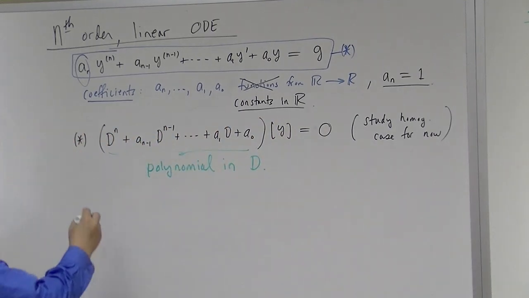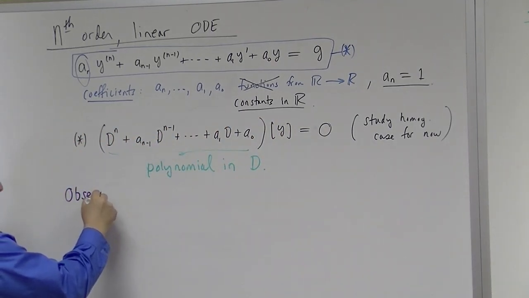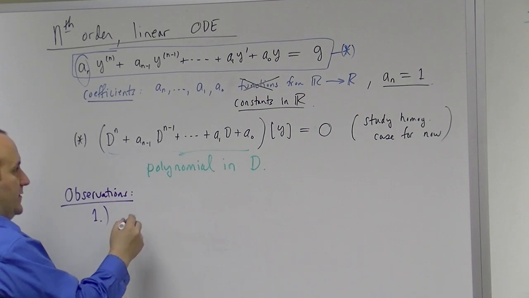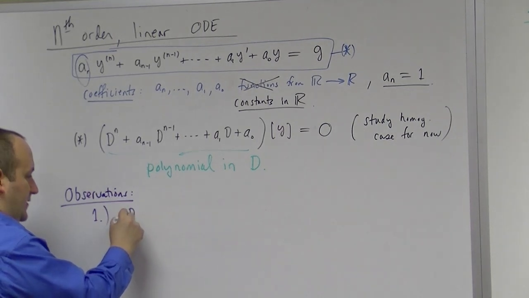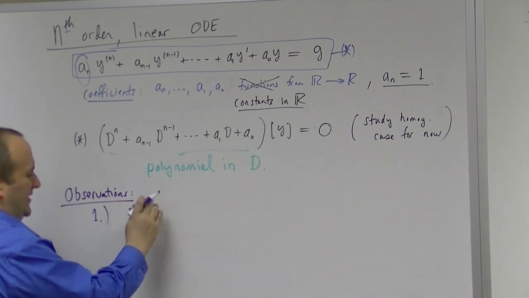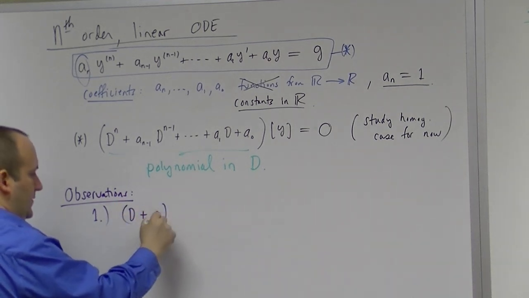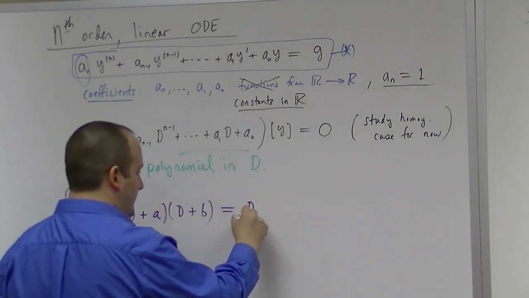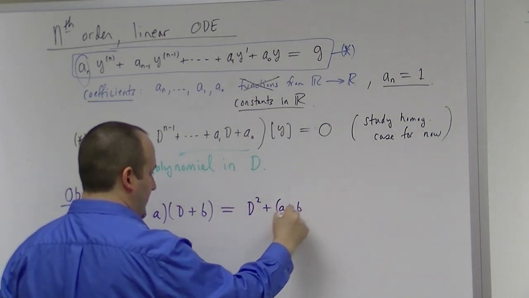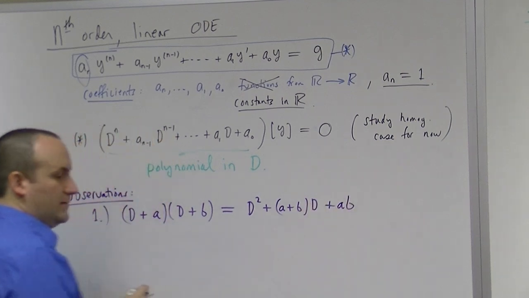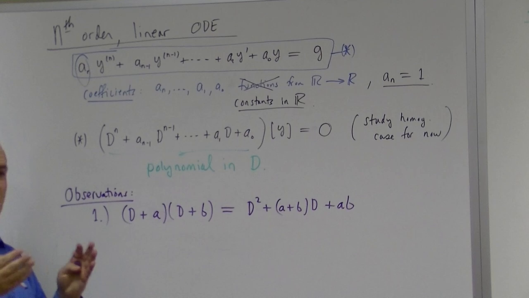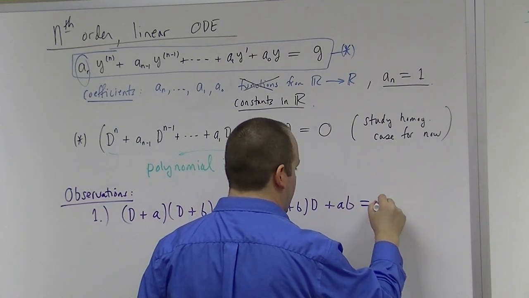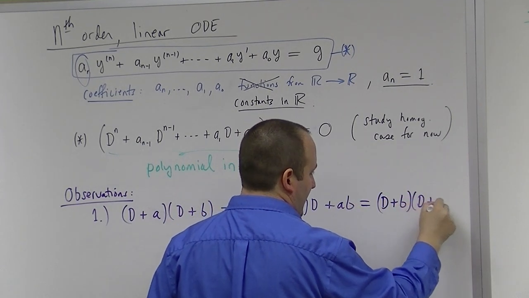Let me make a couple of observations here that are easy to prove. I won't do it, but I'll let you do it. These are simple things to prove. One of the things you can prove is that D plus A times D plus B is equal to D squared plus A plus B times D plus AB. And of course, A and B are real constants, so you can commute those. And so consequently, this is also equal to D plus B times D plus A.